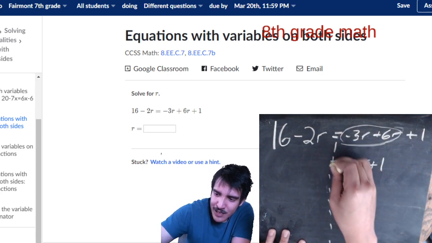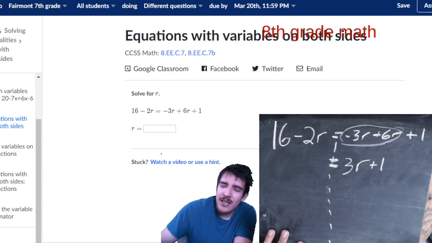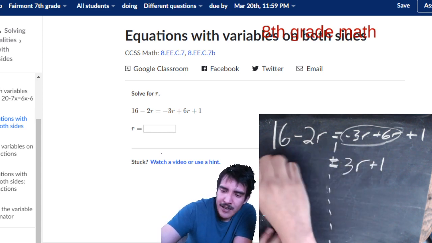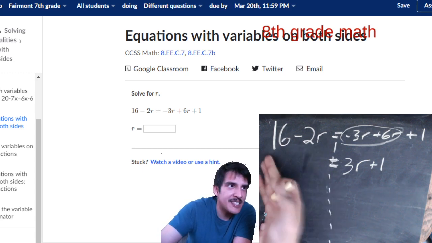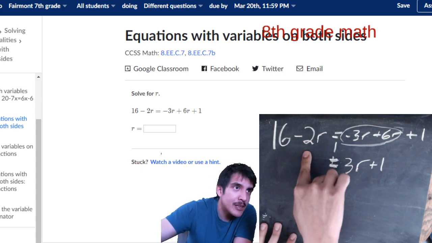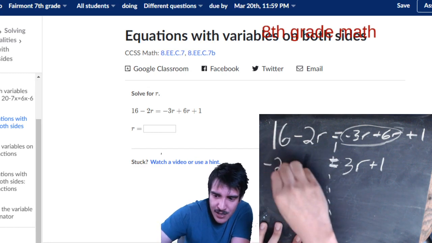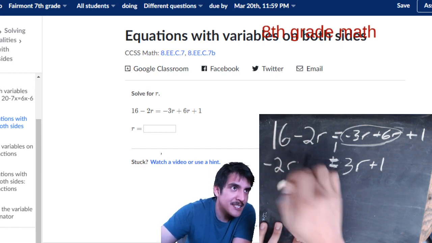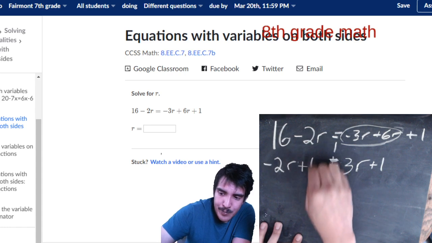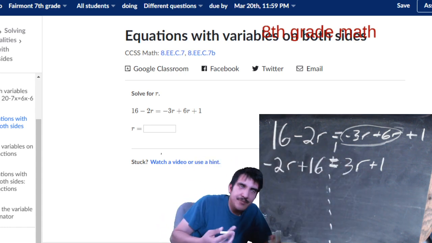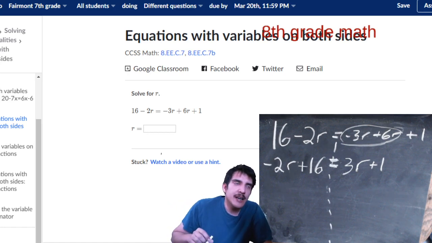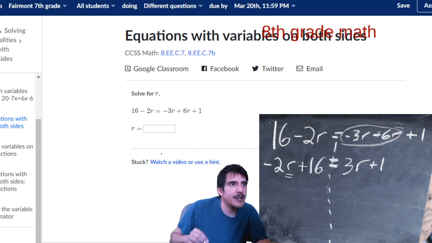Be writing everything down as we go, please. 16 minus 2r. Again, we just bring this down because we can't combine these two. Just bring them down, but I'm going to bring down the minus 2r first. And then this positive 16, I'm going to put that second. So all we did was switch them, right? That's it. Okay. Then from here, I'm going to try to get this r by itself, okay?